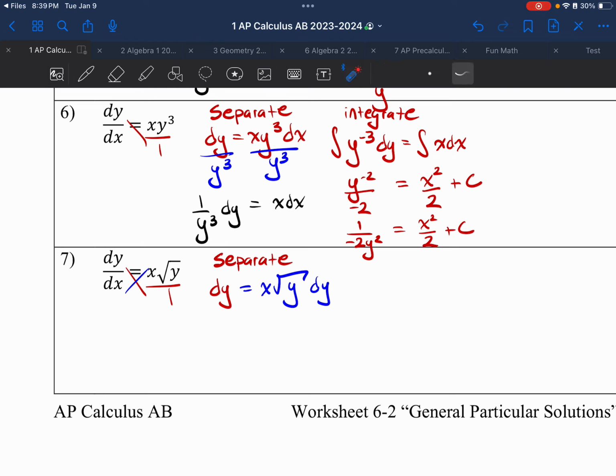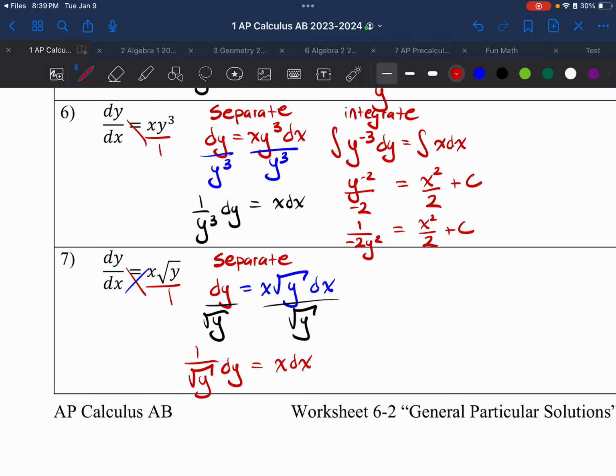So you can clearly see that, oh, dy, dx, what am I talking about? You can clearly see that we have a square root of y on the x side. This x belongs, but we need to get rid of this square root of y. So what are we going to do? We are going to divide both sides by the square root of y. And we now have 1 over square root of y dy on the left. And on the right, we have x dx. You can see that we clearly have x's on one side, y's on the other. We are done with our separate step. From there, we move on to the integrate.